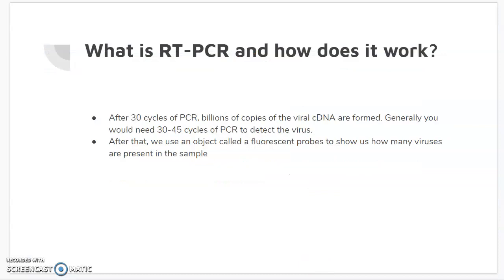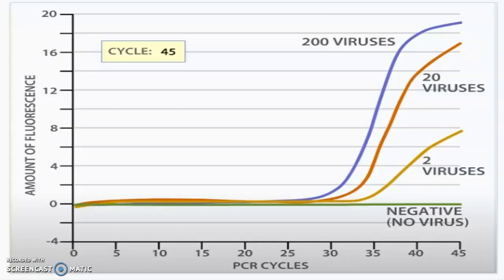So, after 30 cycles of PCR, billions of copies of the viral cDNA are formed. Generally, you would need 30 to 45 cycles of PCR to detect the virus. After that, we use an object called a fluorescent probe to show us how many viruses are present in the sample. Fluorescence, as you might know, stands for light. So based on the light emitted, we will know how many viruses are present.